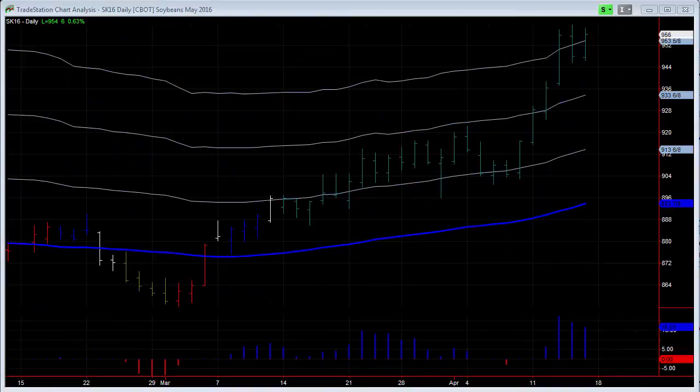For this weekly review, I want to take a look at soybeans. We originally had a potential new developing trend during basically the last part of February, and we recommended a long position to trade on the long side.